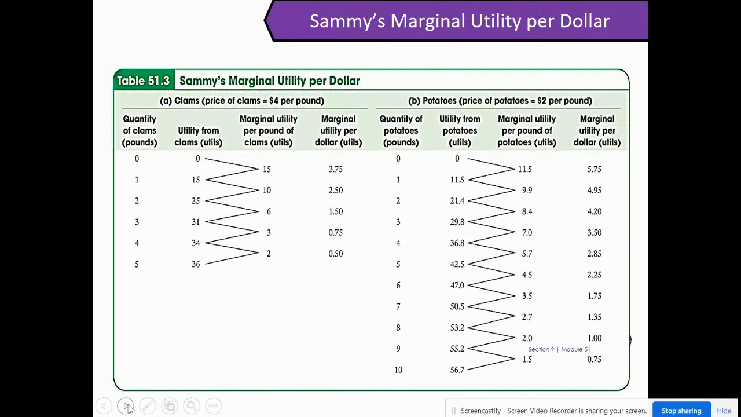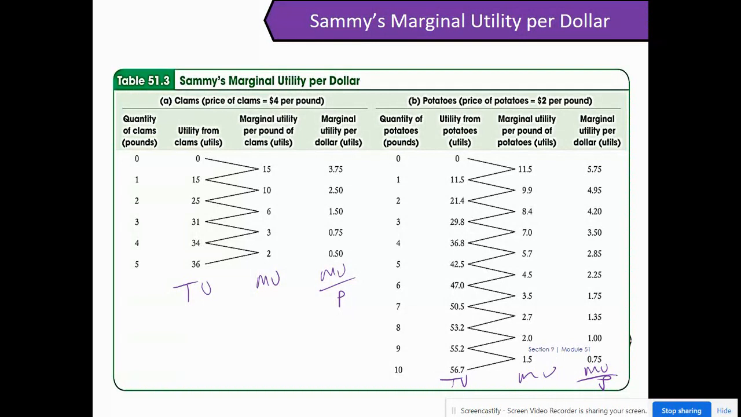So again, if we take a look here, they've done the math here for us. We figured out the marginal utilities here. So we have total utilities here. Here's the marginal utilities. And now this is the marginal utilities per dollar. So this is $4 per clam or per pound. Once again, here is total utility. Here is the marginal utility. And this is marginal utility per dollar at $2 a clam.